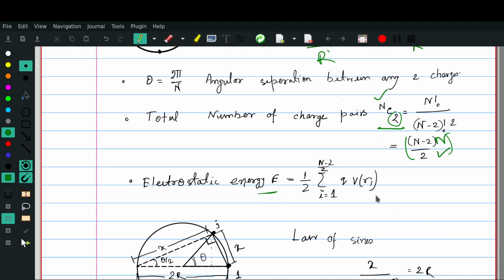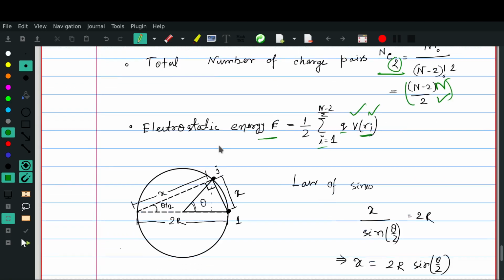So electrostatic energy is given by the sum of kq1q2 by r_i, where the summation goes from i equal to 1 to n(n minus 1) by 2. So we'll have to figure out all of these potentials for all of these r_i's. Then we can just sum it up and get the electrostatic energy. Seems easy, but it is not that easy. These r_i's are a little tricky to calculate. So how do you calculate this distance?